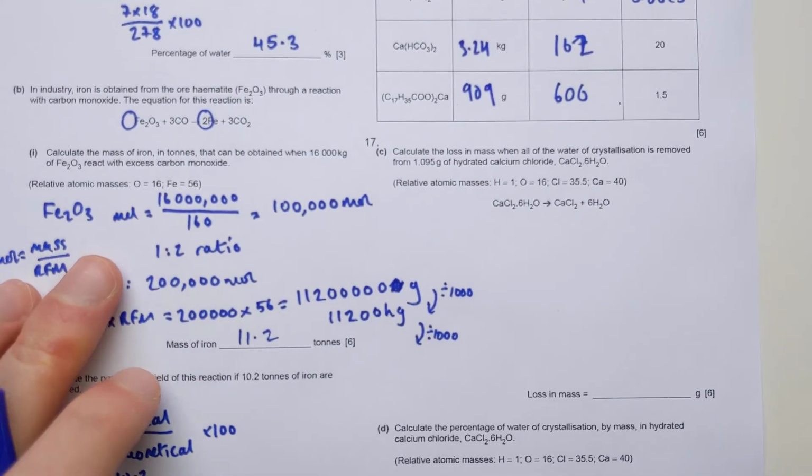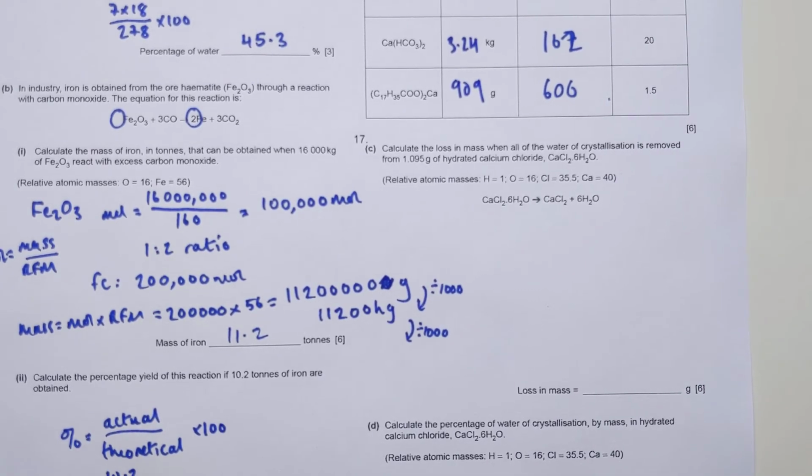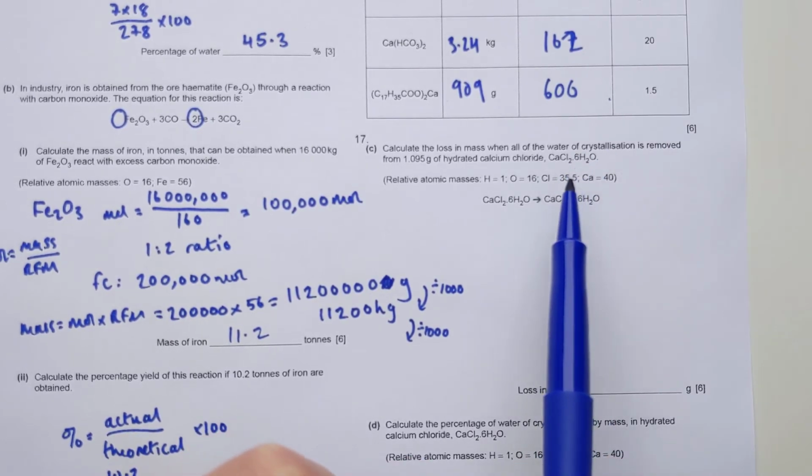Final question, I think is quite a tricky one. Calculate the loss of mass when all the water of crystallization is removed from 1.095 grams of hydrated calcium chloride. So what you actually think this is when you first look at it is it's a water of crystallization question. However, it can't really be a calculation for that one because they already give you the number of waters of crystallization. That's normally what you're trying to work out here.